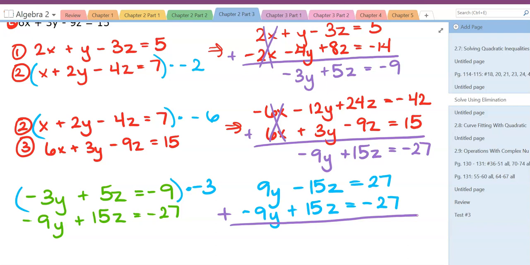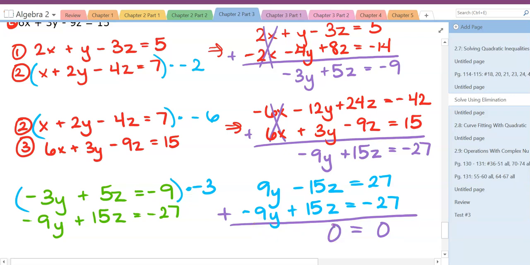Do you guys notice anything about the equations? We've got 27 and -27, so that's a 0. What's going to happen on the left side? More zeros, because if you look, it's the same numbers. It's a 9, a 15, and a 27. They just have opposite signs. So the y's cancel and the z's cancel. I end up with 0 equals 0 here.